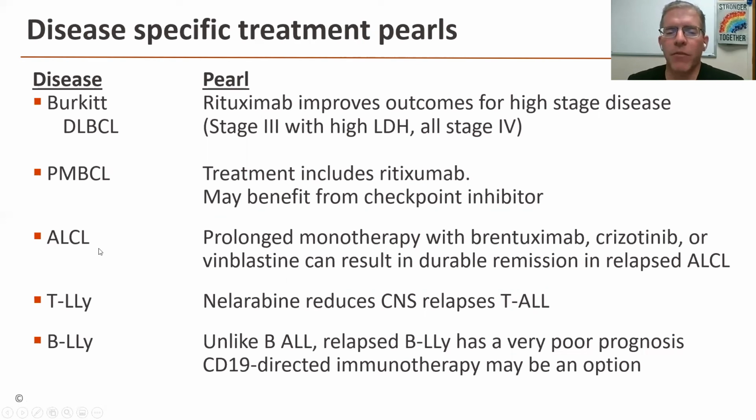For anaplastic large cell lymphoma, we've learned that prolonged monotherapy with either brentuximab, crizotinib, or vinblastine can also result in durable remissions. So why our upfront cure rate is only 70-ish%, but monotherapy can have prolonged remissions is interesting. Lymphoblastic lymphoma, nelarabine reduces CNS relapses of T-cell ALL, and B lymphoblastic lymphoma, unlike B-cell ALL, relapsed B-cell lymphoblastic lymphoma has a very poor prognosis, and so CNS-directed immunotherapy may be an option, or CD19-directed immunotherapy may be an option.